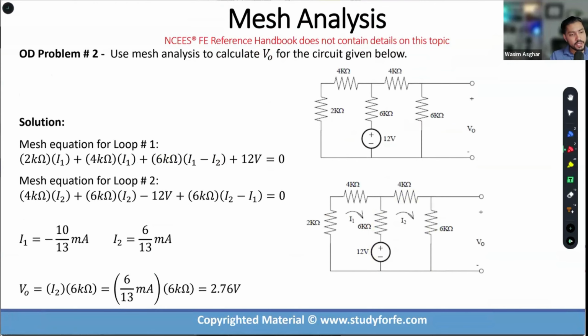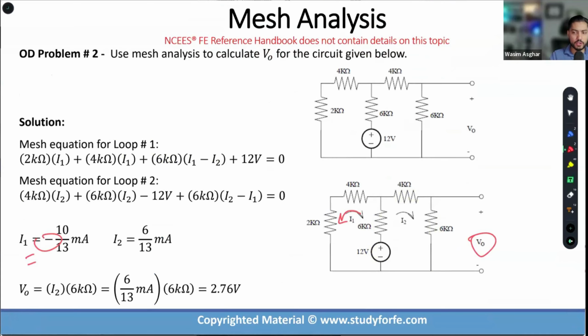Now, interestingly, when you punch it in the calculator or do hand calculations, I1 turns out to be negative. Does that mean my answer is incorrect? No, it just means that it is 10 by 13 milliamp, but the actual direction of I1 is this. As simple as that. Okay.